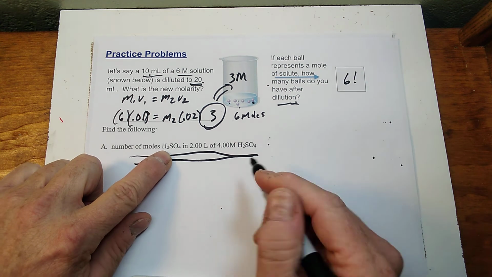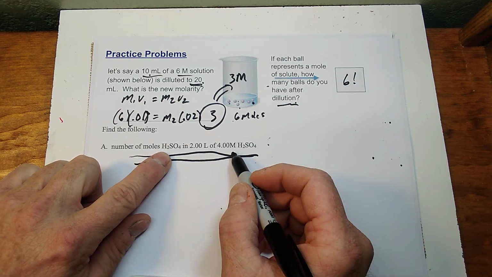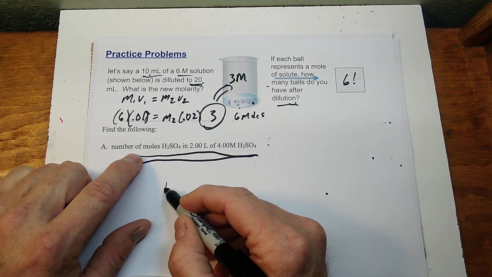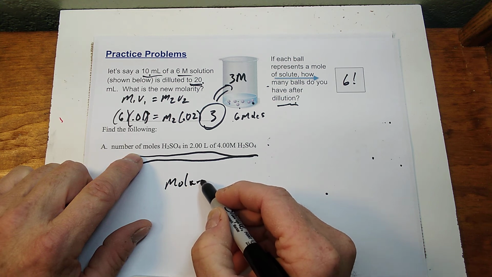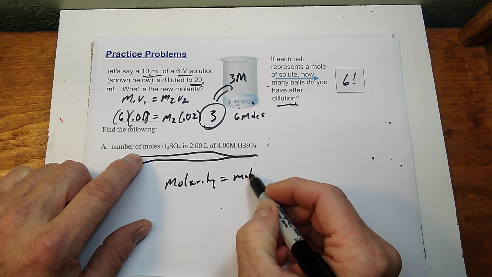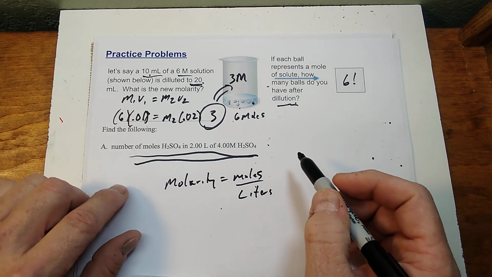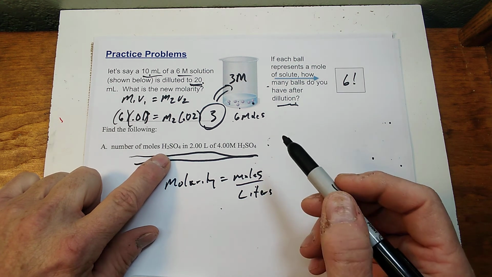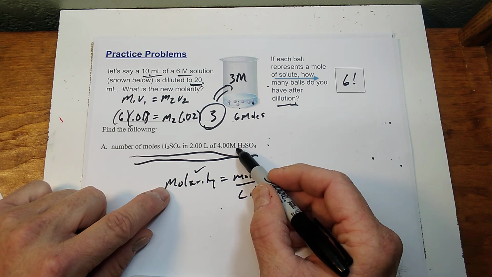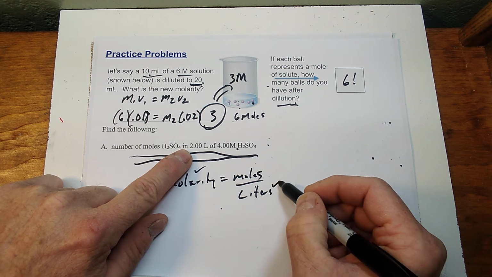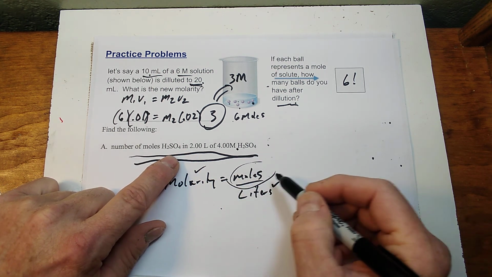Number of moles of H2SO4 in 2 liters of a 4 molar solution. So to solve this one, we need to remember that molarity is equal to moles over liters. And with that, you can just plug in, because they tell you that you have a certain molarity. You can plug that in here, and you have a certain liter volume, and then you can just isolate moles.